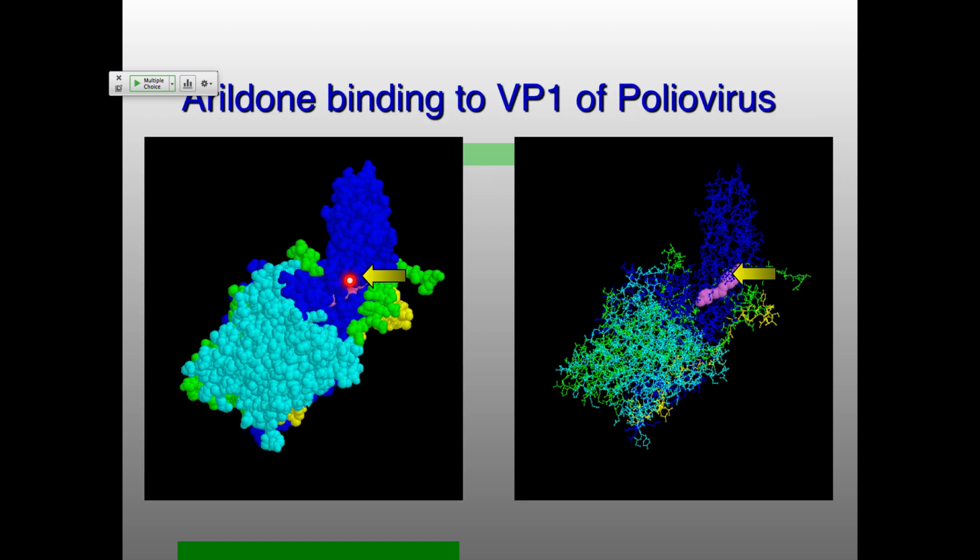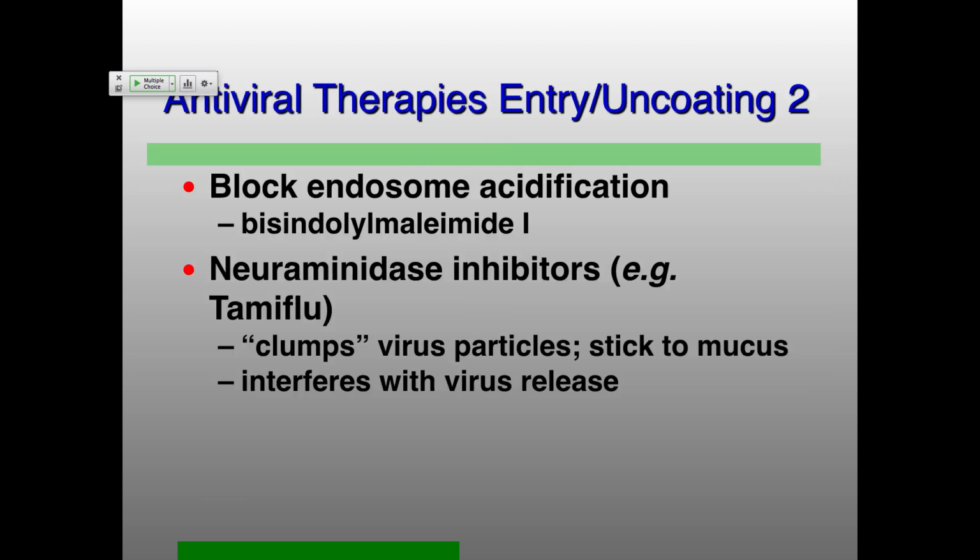And the way that that conformational change works is through a change in this protein right here, this dark blue one. And if you put in an extra drug, which is in pink here, that cannot move anymore. That can't undergo this conformational change. You can't release the genome inside the cell. So that's a potential anti-poliovirus medication.